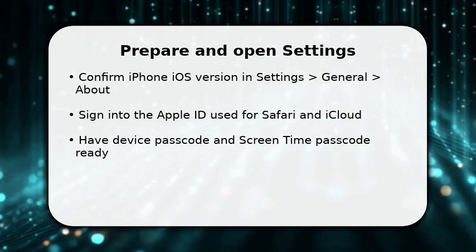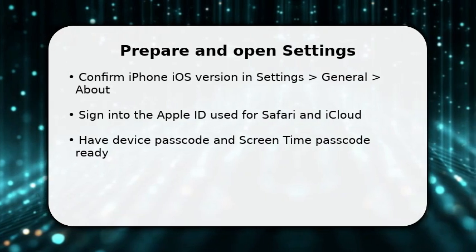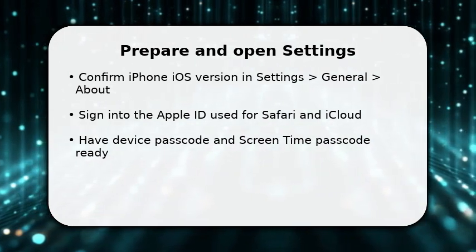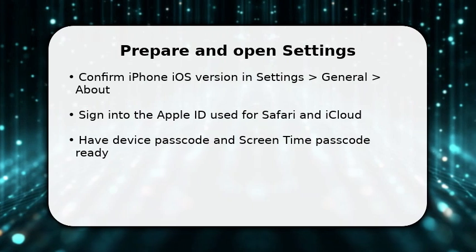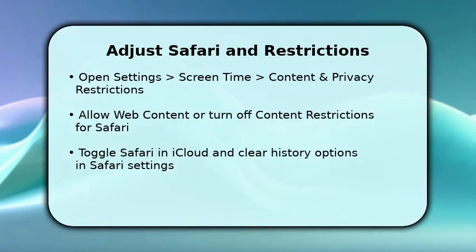Now tap on your Apple ID banner, then iCloud, and make sure Safari syncing is enabled. This prepares the system so the Clear Search History option can become available. You'll now change the settings that commonly gray out Clear Search History.